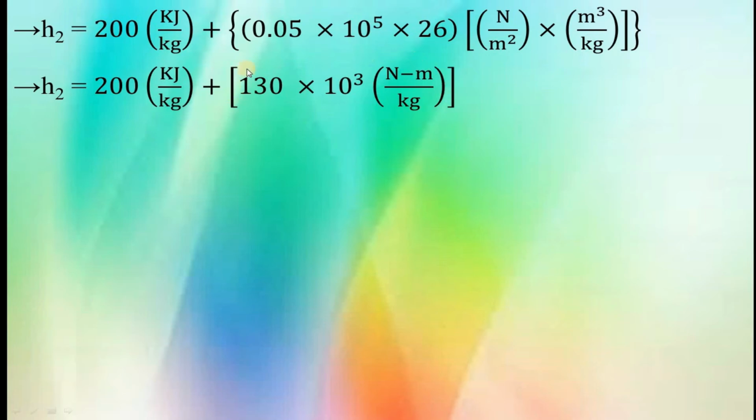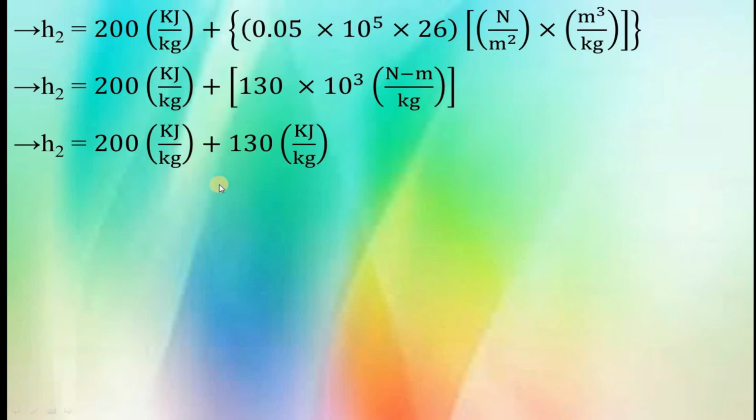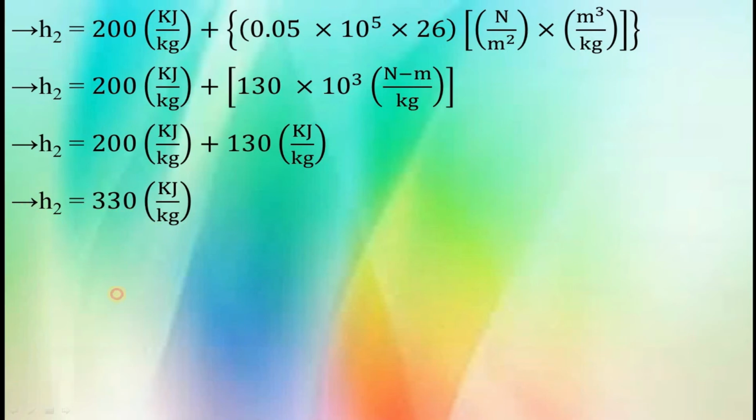So the next step will be H2 is equal to 200 kilojoule per kg plus 130 kilojoule per kg. So here 200 kilojoule per kg plus 130 kilojoule per kg is 330 kilojoule per kg. So the next step will be H2 is equal to 330 kilojoule per kg, which means the value of the final enthalpy of the steam is 330 kilojoule per kg. And we have found the second missing value in the work output formula. So we have found the missing values in the work output formula.